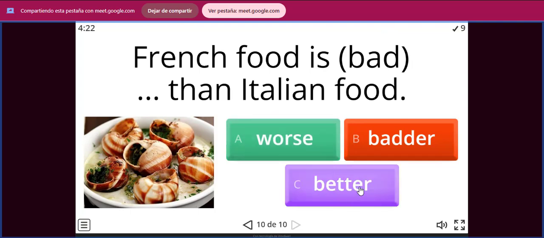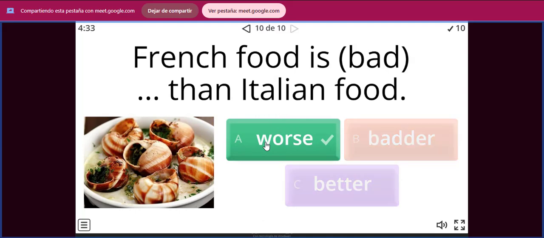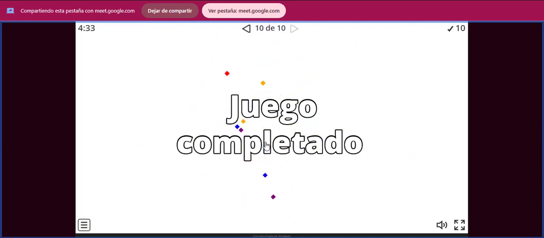Grammatically speaking, it would be correct to say better, right? French food is better than Italian food, but in this case, it will be incorrect because they are asking us to use the adjective bad. So we will choose worse.